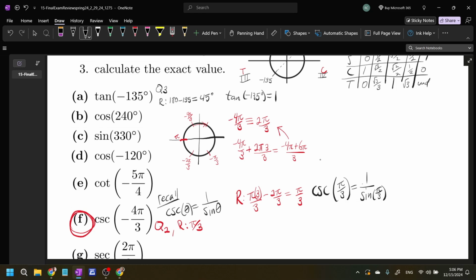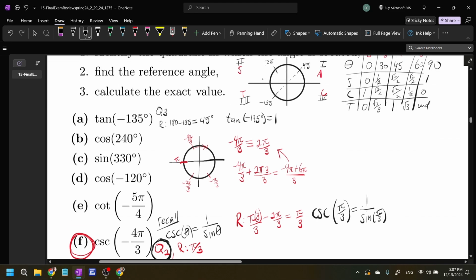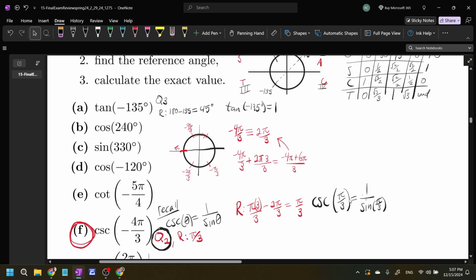And let's not forget, our angle originally is in quadrant 2, and only sine is positive in quadrant 2. Tangent's not positive, cosine's not positive. Only sine is positive in quadrant 2. And cosecant is 1 over sine. So we don't need to flip the signs here. We don't need to make this negative because it's in quadrant 2 already. That means that this is going to be positive.